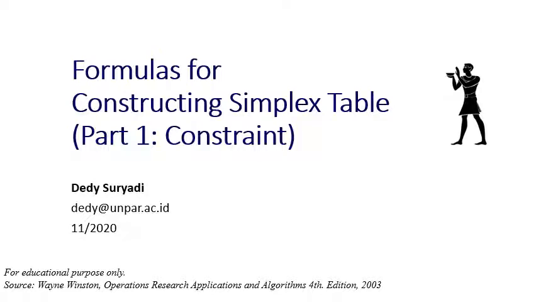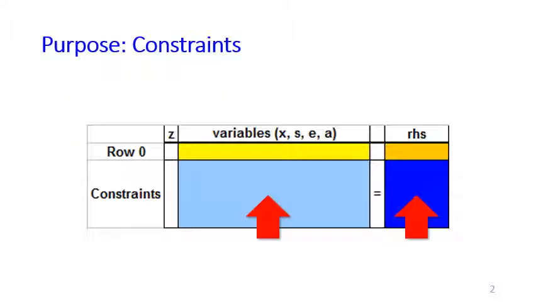In the previous video, we've defined all the notations that we are going to use to construct the optimal simplex table. In this part, we are going to construct the constraint part of the table. Now in this video, we are going to construct the constraint part, both the left-hand side and the right-hand side, using all the notations that we've talked about in the previous video.